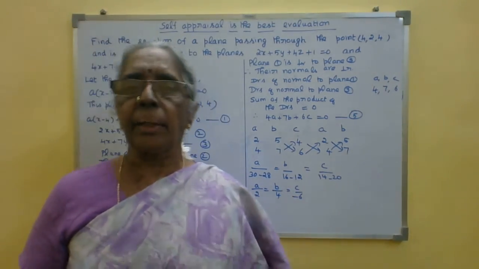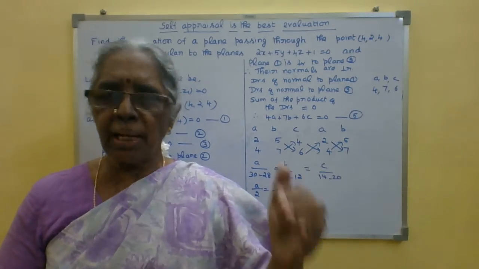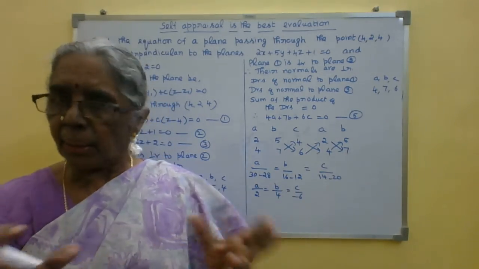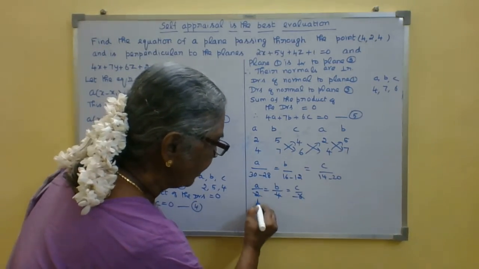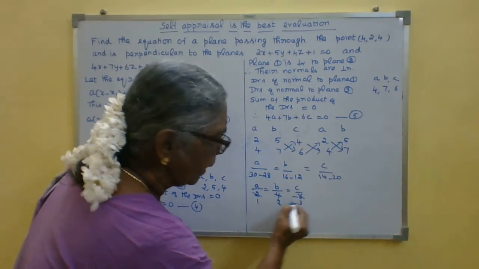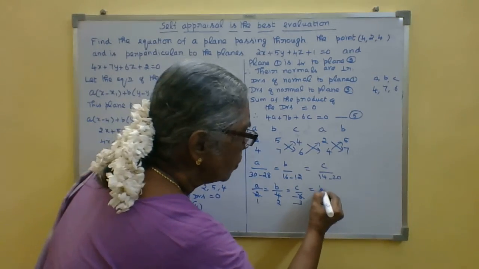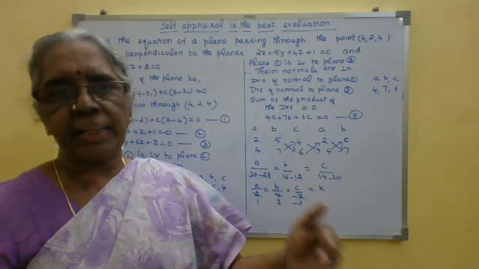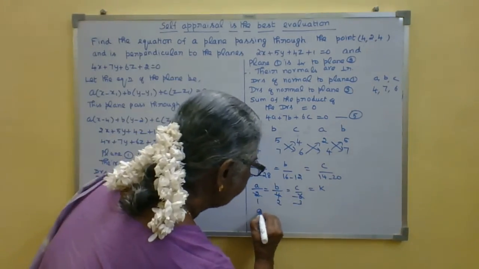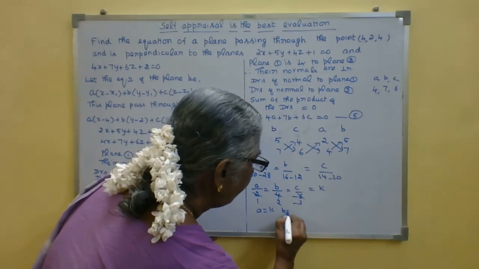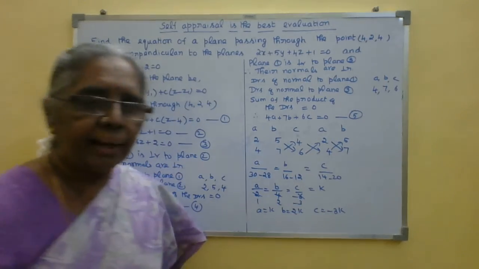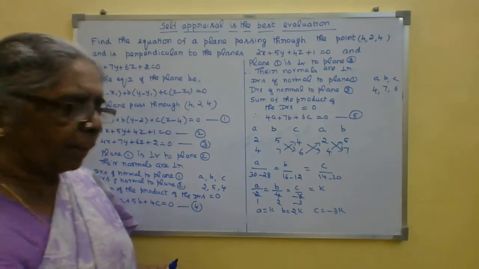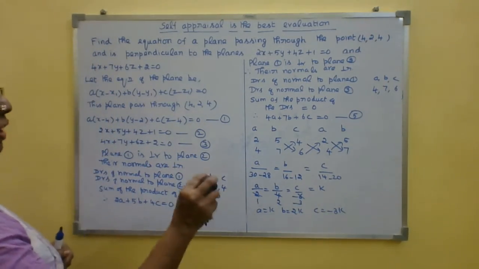The direction ratios are always proportional numbers. So you can cut and you can simplify if you can. So let us cut by 2 everything. So I will get 1 here, 2 here and minus 3 here. Equating to some constant of proportionality k, you will get now a is equal to k, b is equal to 2k, c is equal to minus 3k. Like this you will get the values of a, b, c in terms of k.